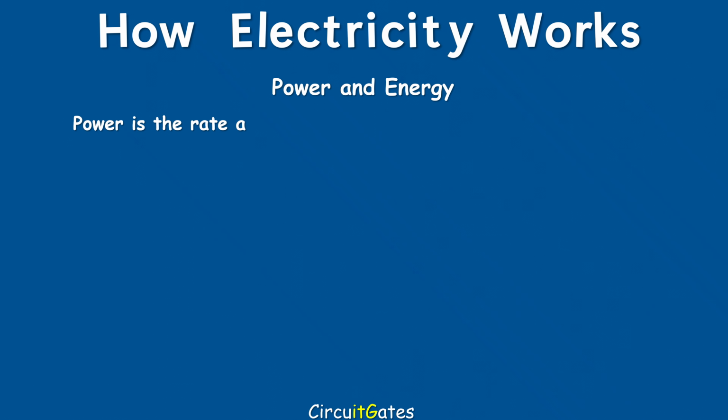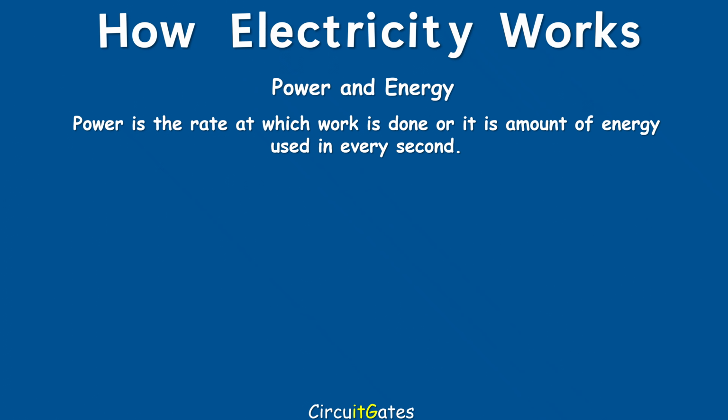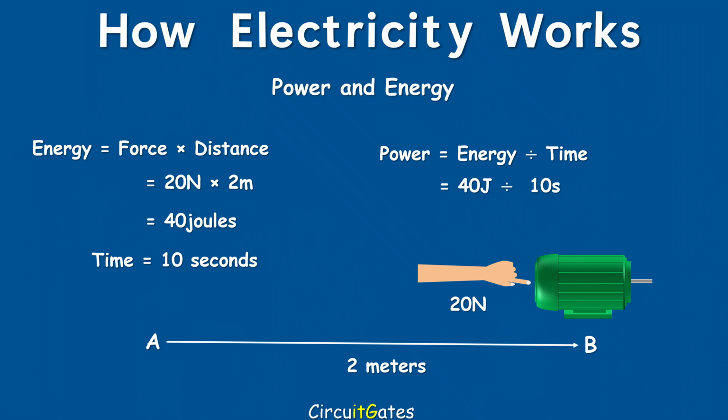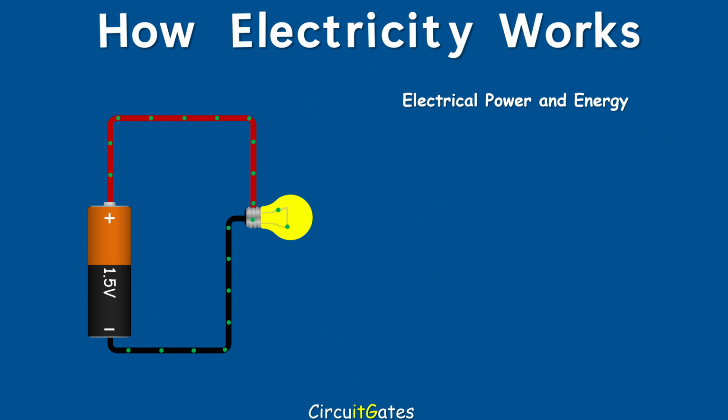Power is the rate at which work is done, or the amount of energy used in every second. Power is measured in watts. Like in the previous example, if the time taken to move an object through a distance of 2 meters is 10 seconds, then power is energy divided by time, which is 4 watts. Power shows the strength of one carrying out the job. Unlike the mechanical power and energy we were looking at, in electrical we can't see moving electrons or the distance electrons are being pushed by voltage, but the meaning of power and energy is the same.